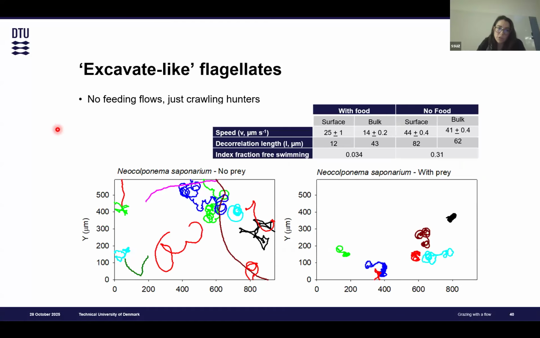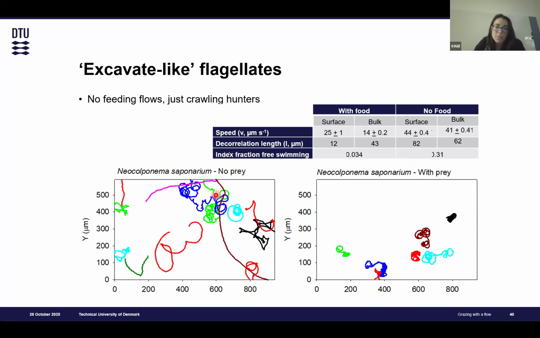So more than generating feeding flows, they're more like crawling around the surface and searching for their food, and apparently it's more of a random encounter, so we denominate them crawling hunters. We can see that their behavior changes depending on whether they have prey or not. So these are tracks of them, and it's already been changed to micrometers.